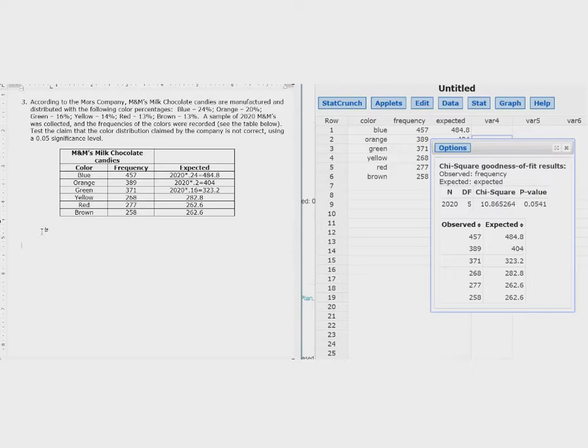So I have my sample size is 2020. My degrees of freedom is 5. My test statistic is 10.87. I round it to 2 decimal places. My p-value is 0.0541.